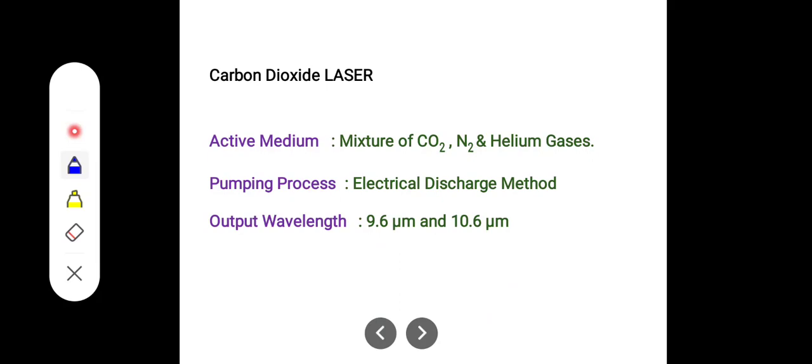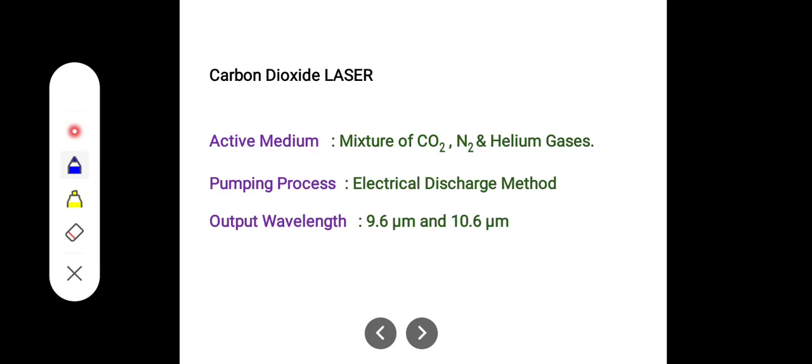Carbon dioxide gas molecular laser, that is a 4-level laser. It was developed by Indian-born American scientist Professor C.K.N. Patel. This laser transition takes place between the three vibrational energy states of the carbon dioxide molecule. It is a very efficient laser. This laser has three important characteristics.